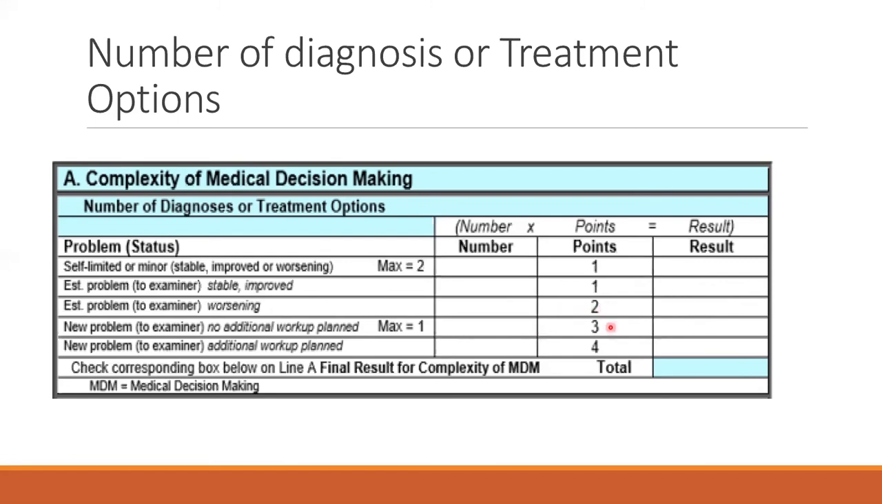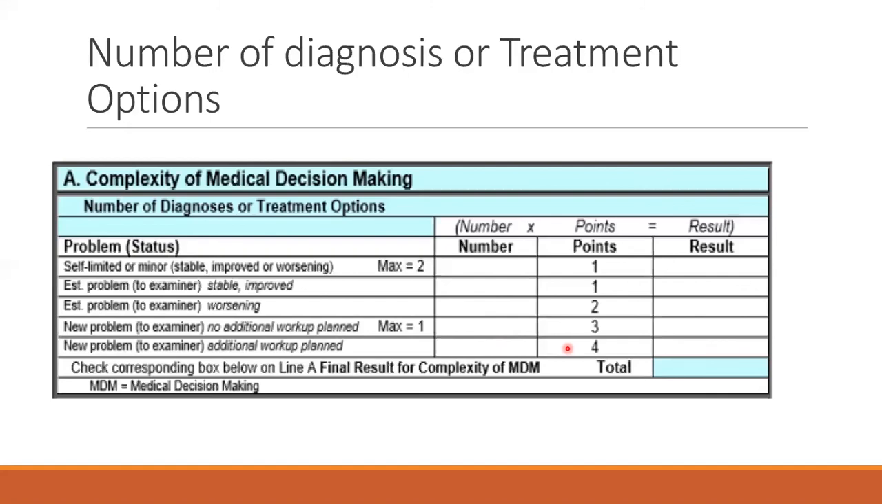New problems are always weighted higher, like I previously mentioned, and they can be a new problem with no additional workup planned, or a new problem to the examiner where additional workup is needed in order to effectively treat the patient. All of those are weighted higher than your established problems and your self-limiting problems. So you would tally these up based on the encounter and total it up at the bottom to give you your final result.